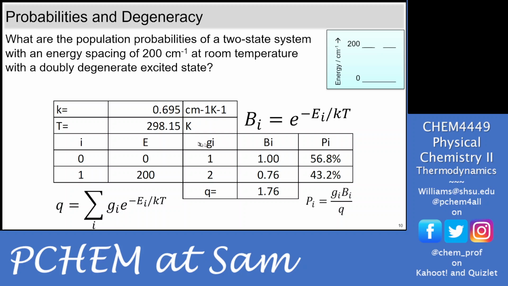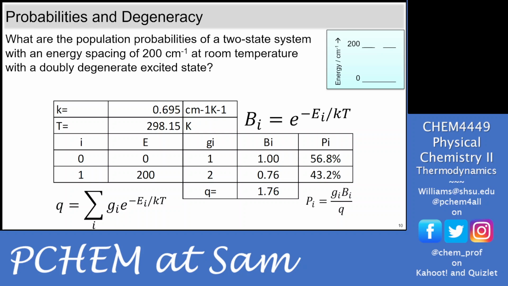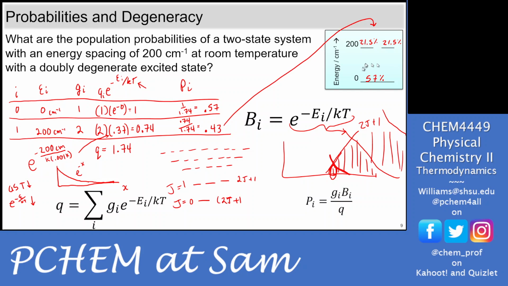Now we can do this in an interesting way. We can do this in reverse. What temperature in this system would yield a 50% probability for the ground state? Notice in the last part, we had a 57% probability of being in the ground state. So this was at room temperature. We had a 57% chance of being in the ground state. So do you think the temperature would be higher or lower to get that to 50%?